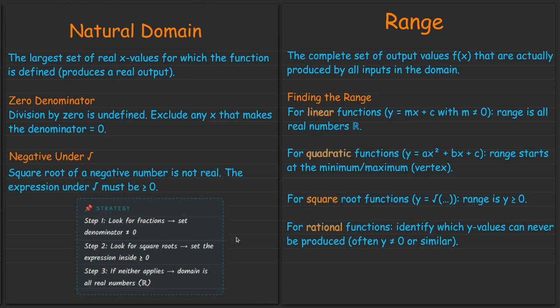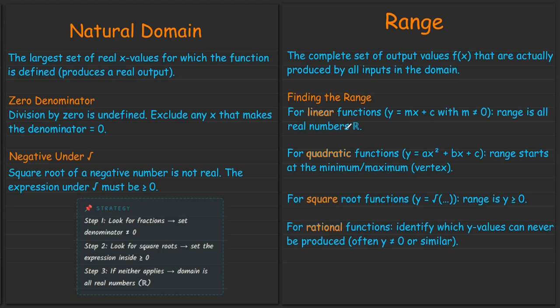So unlike the domain, the range is what we see over here. It is the complete set of output values that are actually produced by all inputs in the domain. So if we put our value of x inside the function, the set of answers we'll get is what we call the range. We can find the range of linear functions, of quadratic functions, of square root functions, and also of rational functions. We would go to the graph and have a feel of what it actually looks like visually.